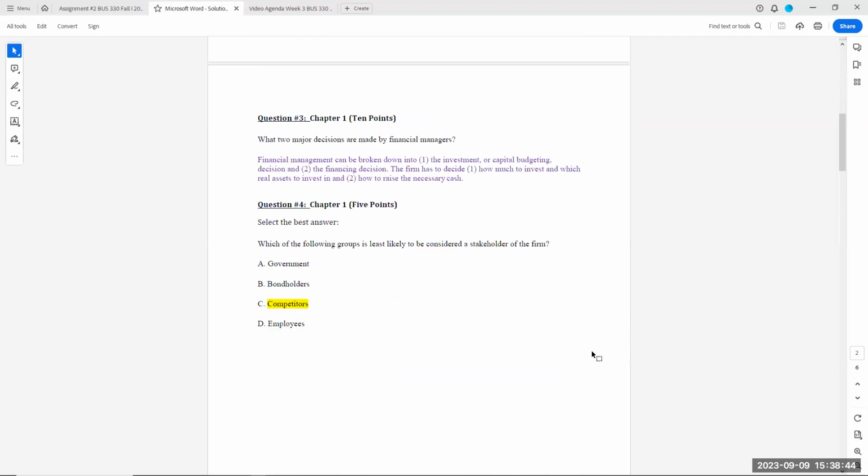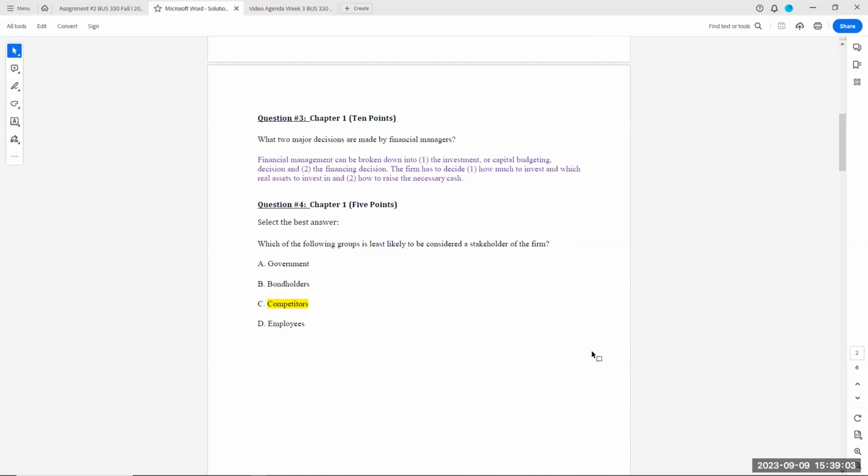What are the 2 major decisions made by financial managers? 1, the investment or capital budgeting, and 2, how to finance that investment. So investment and financing decisions are the 2 major decisions of a financial manager.